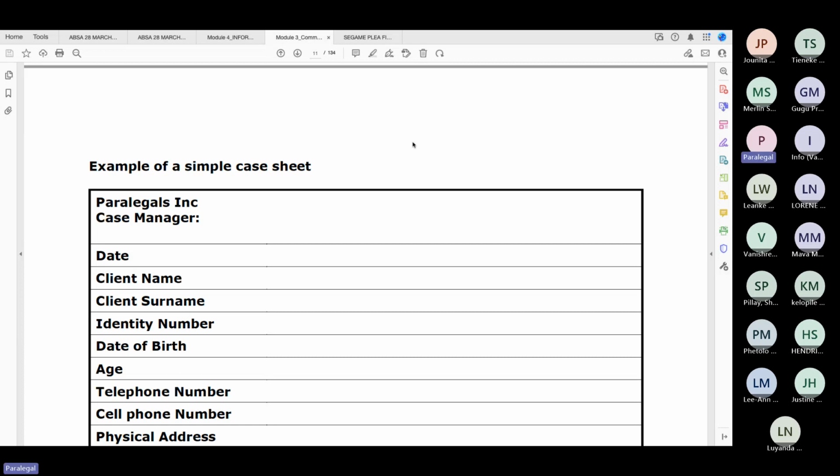Good evening and welcome. Thumbs up if you can see the screen, written examples of a simple case sheet, so that I know that you see what I see and then we discuss from that point. Thank you, Gugu. And Vanish, thank you. So we will then proceed.